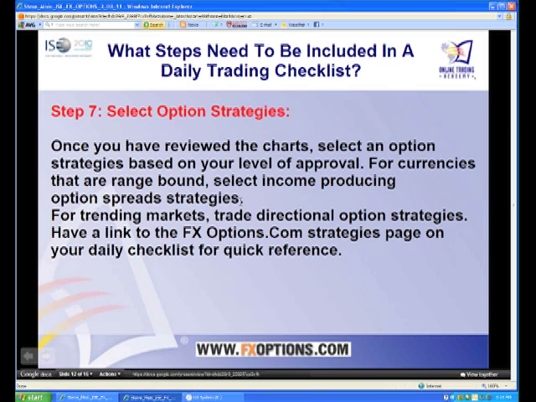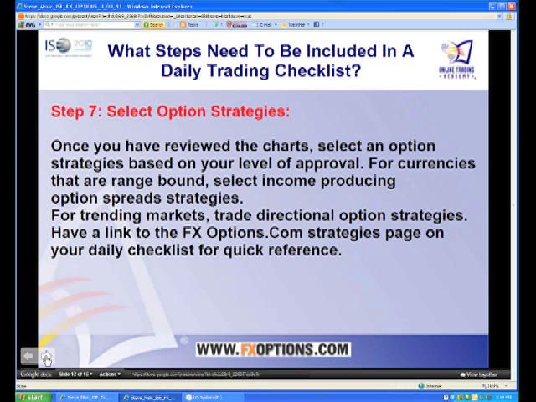So it would make sense on your daily checklist to have a link to the ISEFXoptions.com strategies page. Then you can go right to that strategies page and say, well, I've got a market here that's trading in some kind of a channel, so maybe I'll do iron condors. And then you can pretty much figure out your strategies.